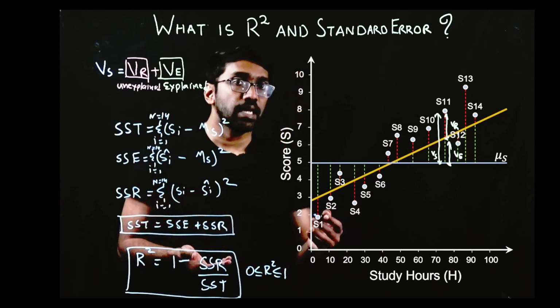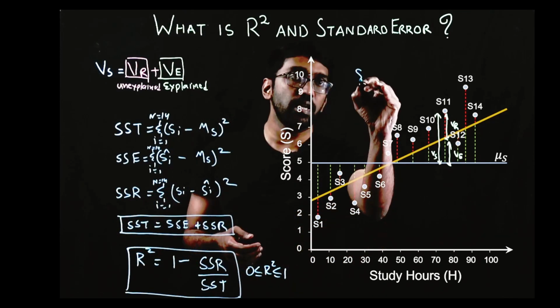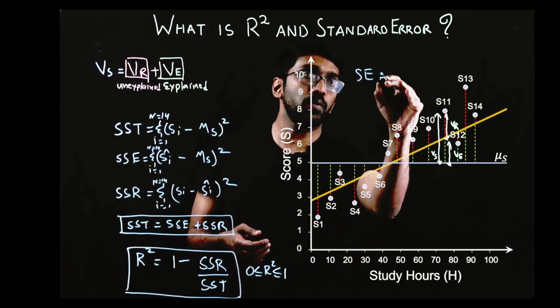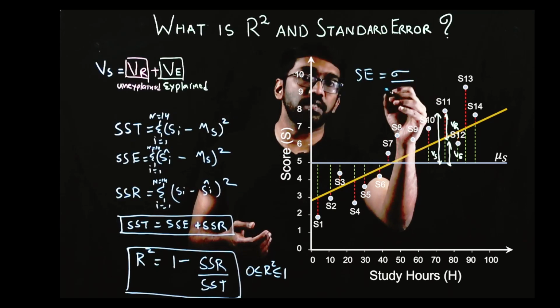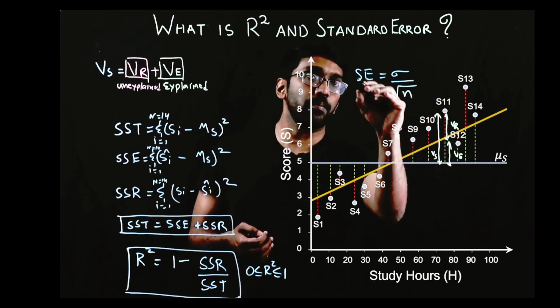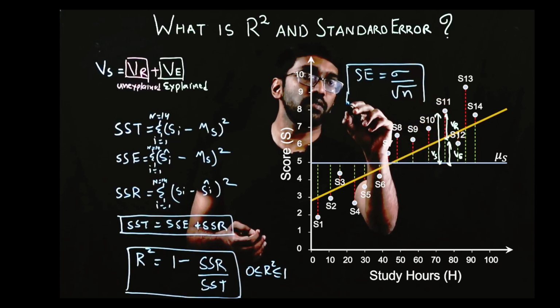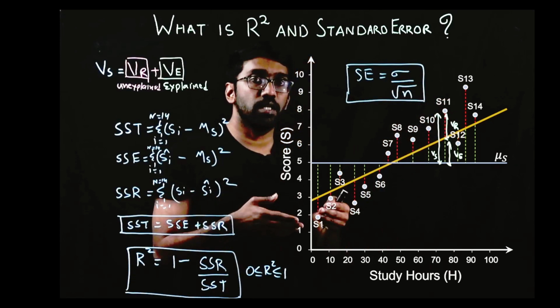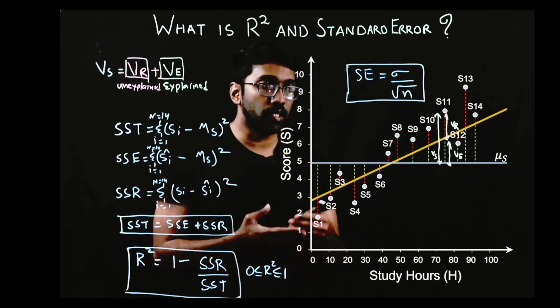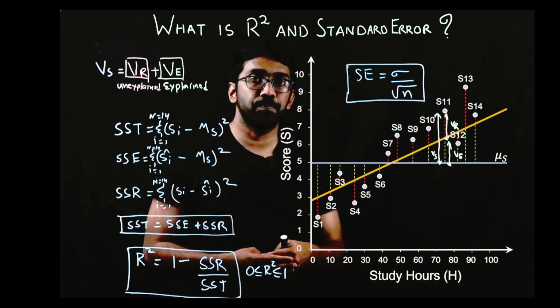Now let us define standard error. Standard error is E equal to sigma, which is standard deviation, divided by square root of n. So this gives us the average residual associated with the modeling, the linear model that we have here.